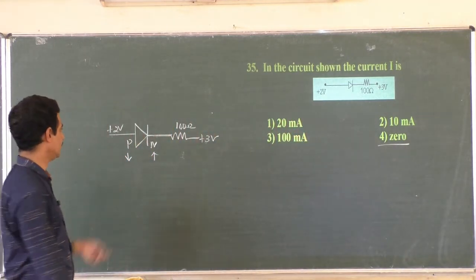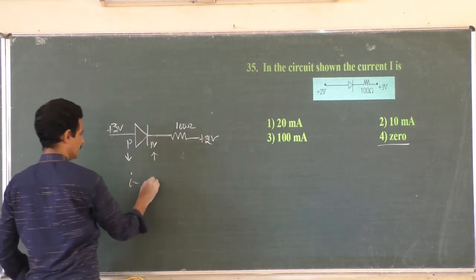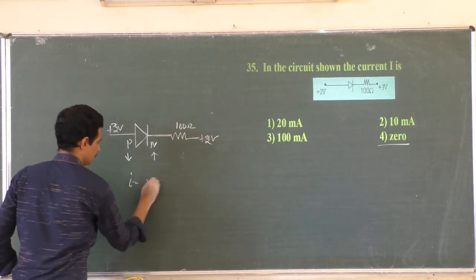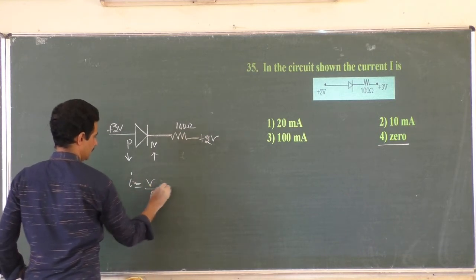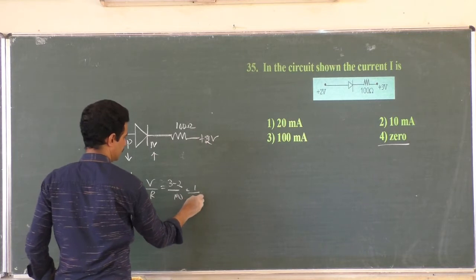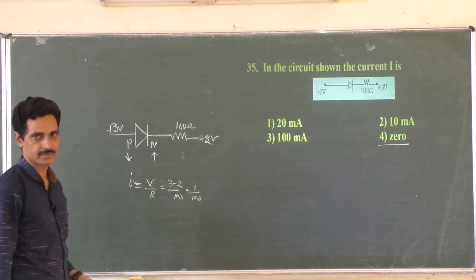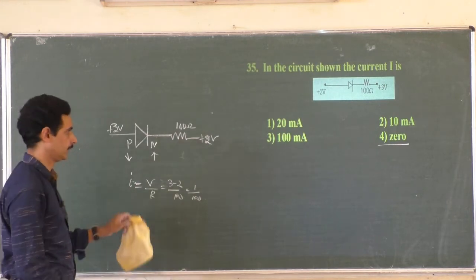Suppose it was reversed, 3 volt and 2 volt the other way, then what would have been the current? Current is equal to 3 minus 2, of course, V by R, 3 minus 2 by R, 100. 1 by 100, 0.01, 10 milliamperes, that's all. Okay.